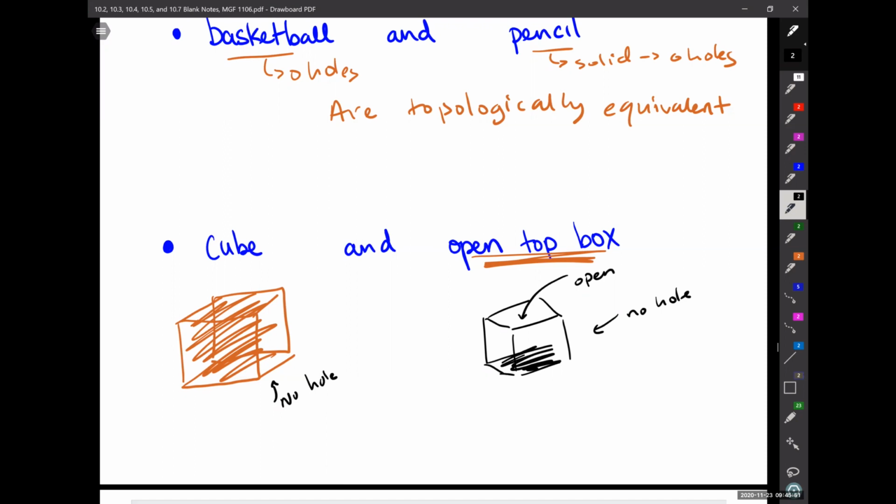Great. So in this case, excellent, Gracie. That's correct. Good. So far I'm seeing people send in yes, and that's correct. Because they both have no holes, these are topologically equivalent.